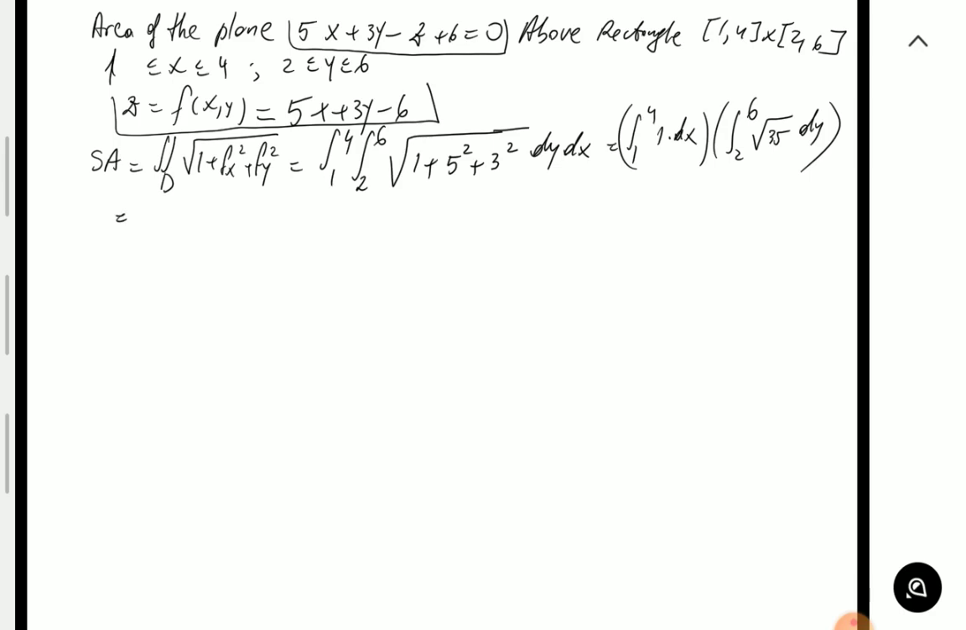So the antiderivatives are x between 1 and 4, root 35, y between 2 and 6. Root 35, 4 minus 1, 6 minus 2. Or you just remember this is essentially a box. So the volume of a box is the product of the dimensions of the box, right? Root 35 is the height, 4 minus 1 is one side, and 6 minus 2 the other side. So 3 times 4, that's 12 square root of 35.